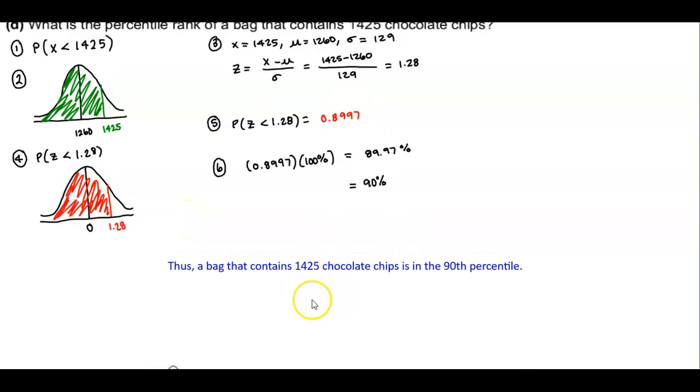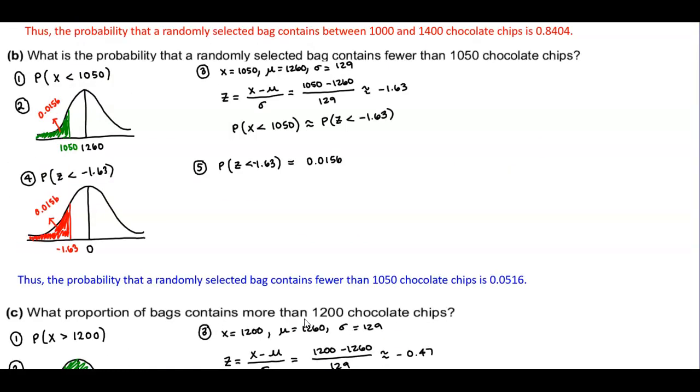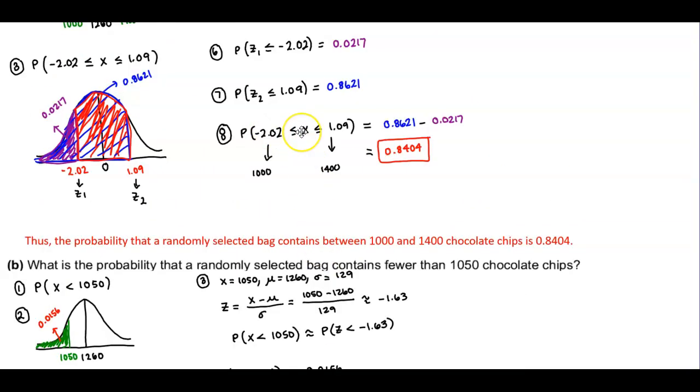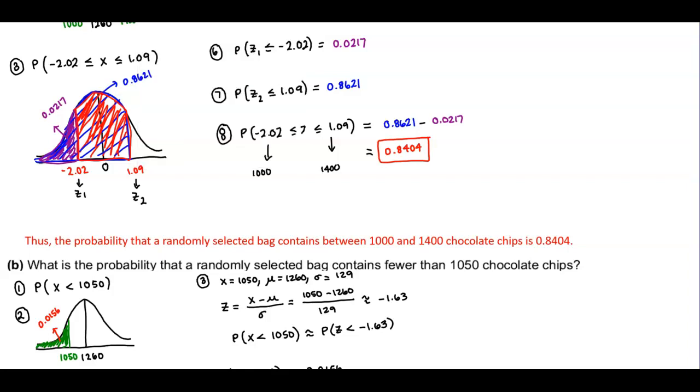And so this concludes our example, but let me just go back to part A, because what I wanted to correct was the fact that once we convert this to a z-score, then this now becomes a z, not an x, because originally it was an x, but then it becomes a z-score.